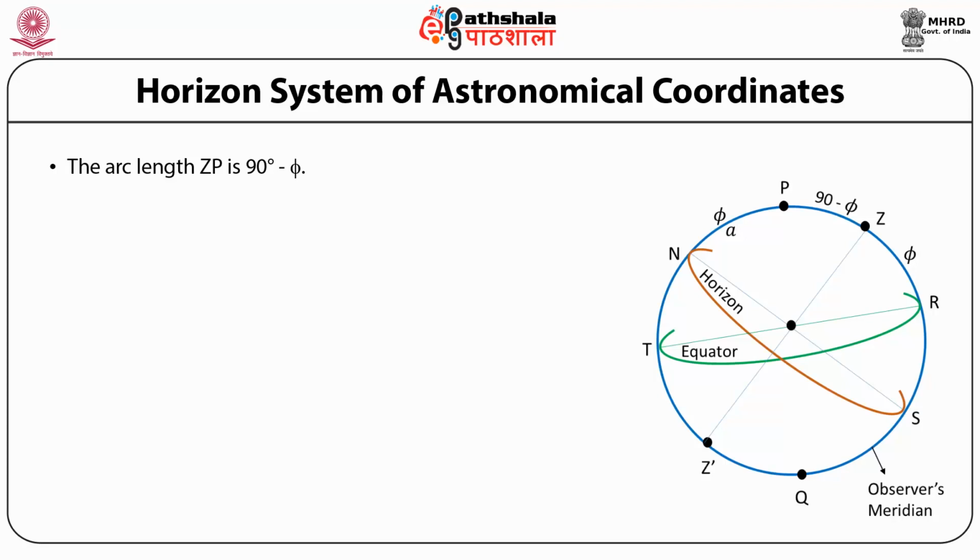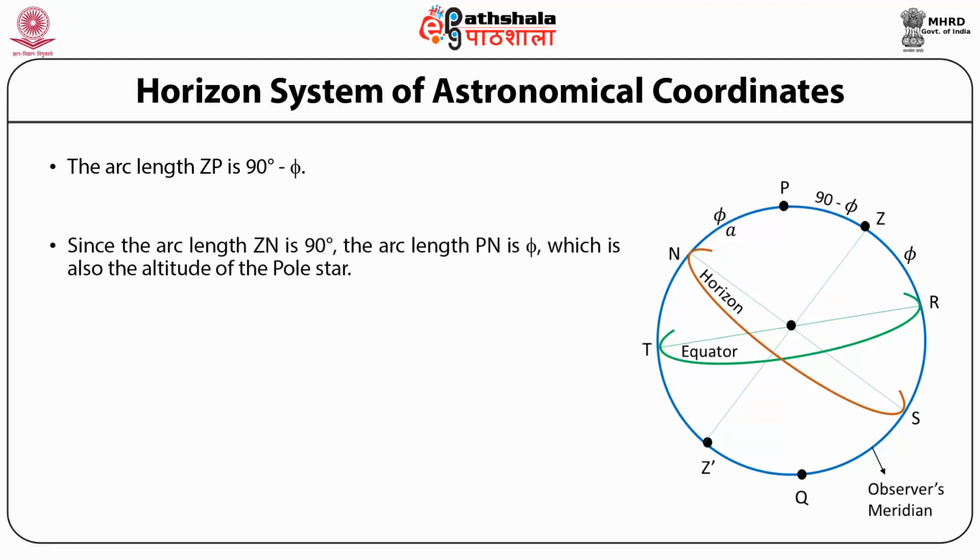Now let us see the coordinates of the pole star. So in the picture we have the equator and the horizon of an observer which is at a latitude phi. Z is zenith, P is the pole of the equator which points in the direction of the pole star. And now we have found out that the arc NP equals phi. P is the pole star whose coordinates we want to find out.